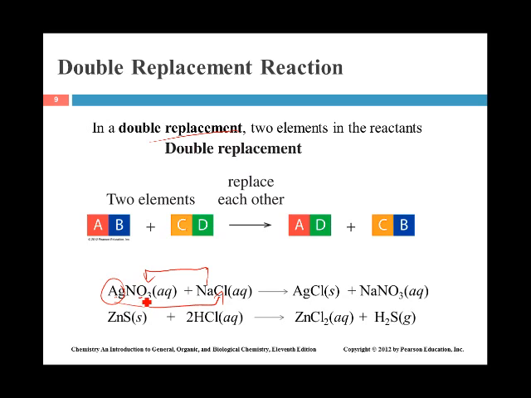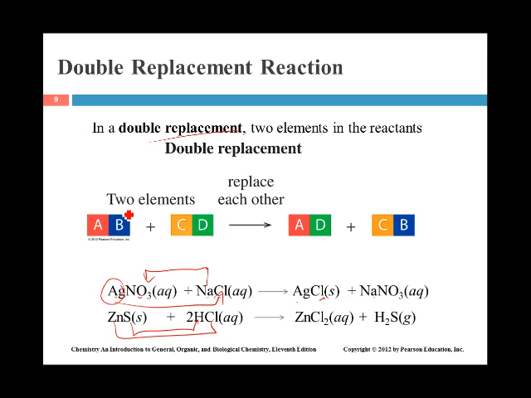Silver was originally with nitrate, now silver is with chlorine. Sodium was originally with chlorine, now it's with nitrate. Same with here. Zinc is going to be with chlorine now rather than sulfur. Hydrogen is going to be with sulfur now rather than chlorine.